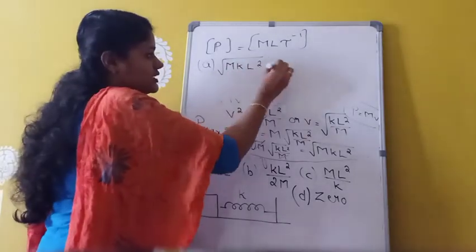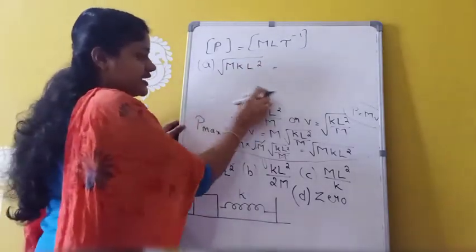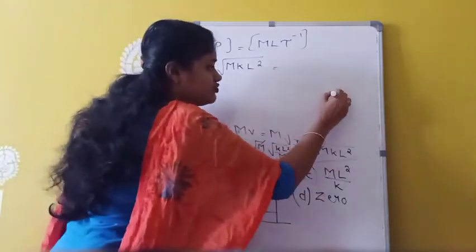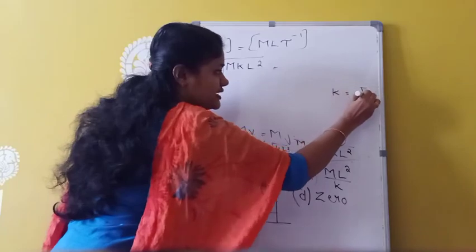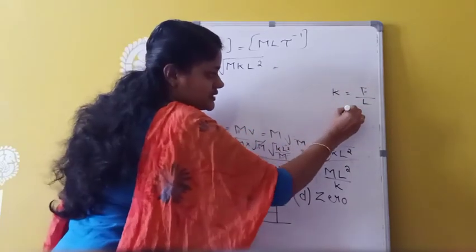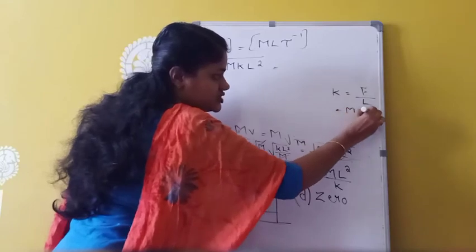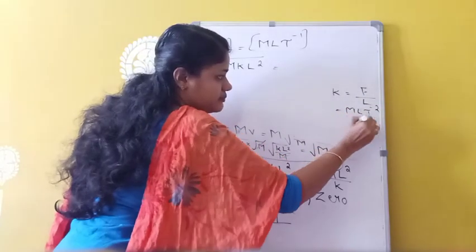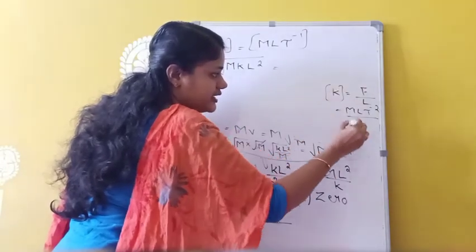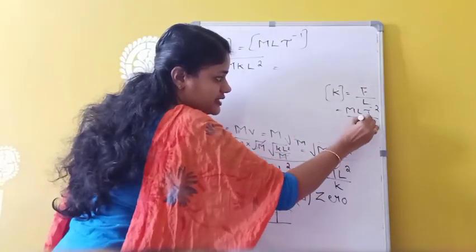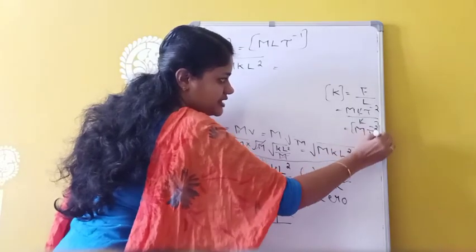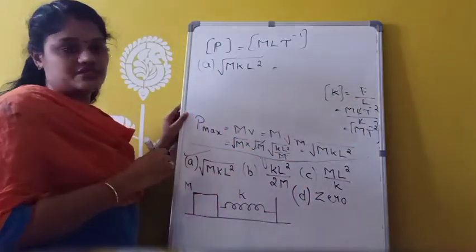But here what is k? k is the force constant. Okay, so force constant means the formula is force per unit length. Force per unit length. That means force, what is the dimension? M L T raised to minus 2 divided by L. That means the dimension of k is how much? M, L cancel, M T raised to minus 2. So this dimension of k is M T raised to minus 2.